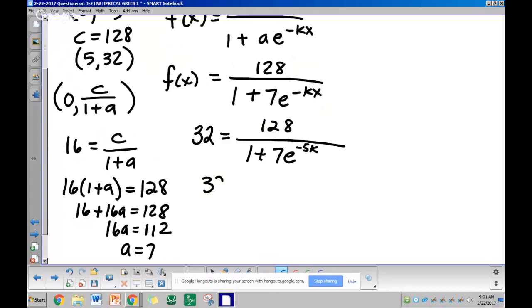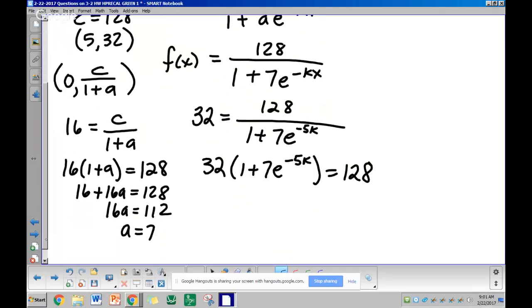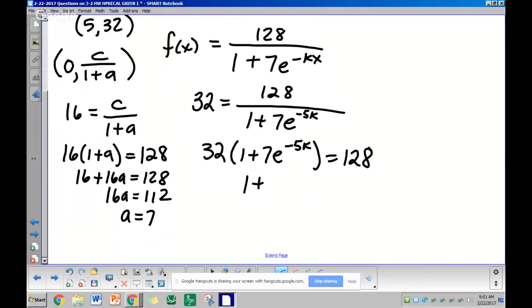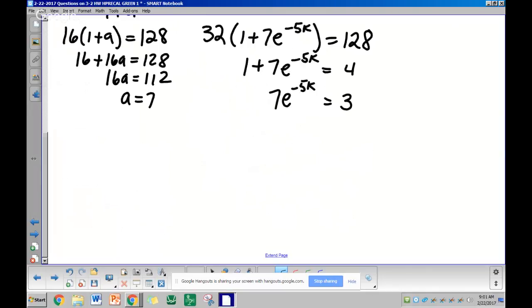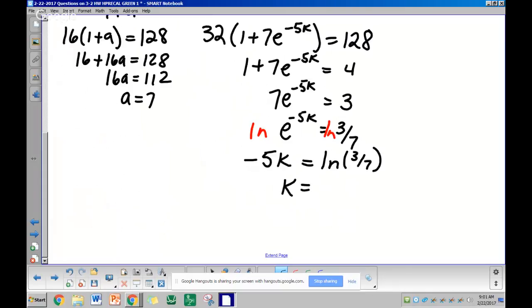All right, cross multiplying, 32 times 1 plus 7 e to the negative 5k equals 128. And if 16 goes into 128, I suspect 32 does as well. So it says 1 plus 7 e to the negative 5k equals 4. 7 e to the negative 5k equals 3. E to the negative 5k equals 3/7. You have to log both sides. You get negative 5k, may I take a liberty of just doing that, it's the natural log of 3/7. k equals negative 1/5 times the natural log of 3/7.